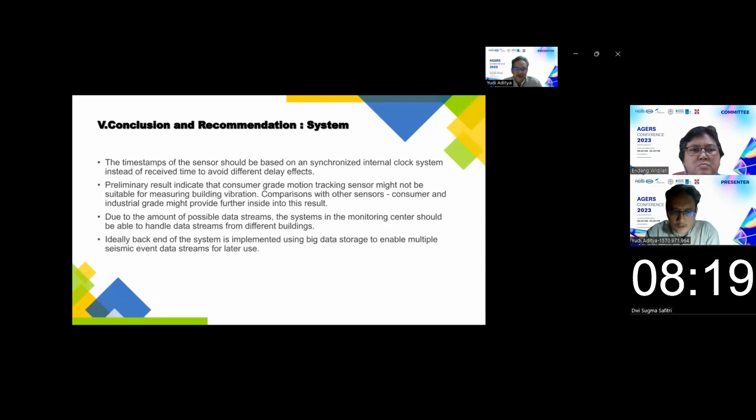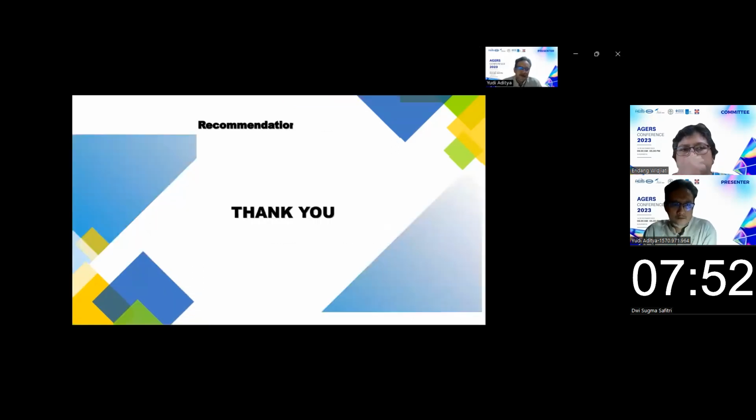Preliminary results indicate that consumer grade motion tracking sensors might not be suitable for measuring building vibrations. They should be compared with other sensors. Consumer industrial grade might provide further insight into this result. Due to the amount of possible data streams, the system should be able to handle data streams from different buildings. Last, ideally, the back end of the system is implemented using big data storage to enable multiple seismic event data streams for later use.